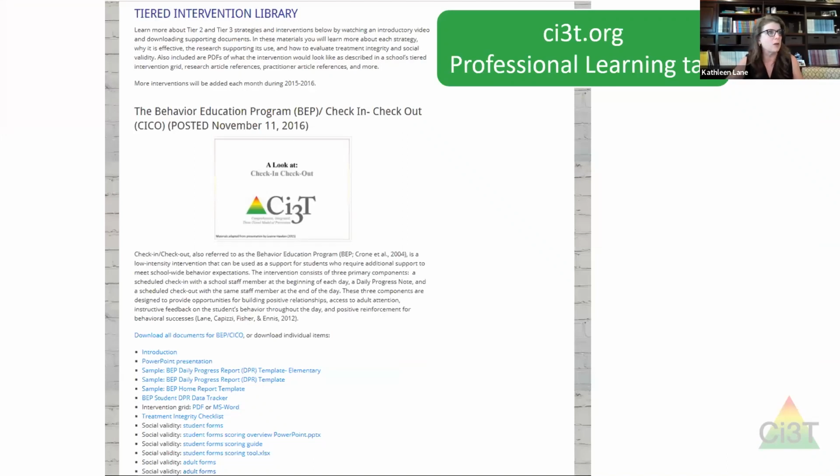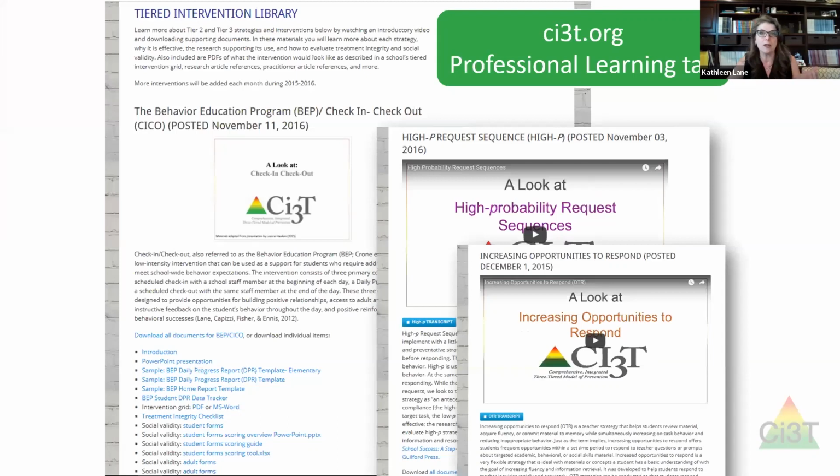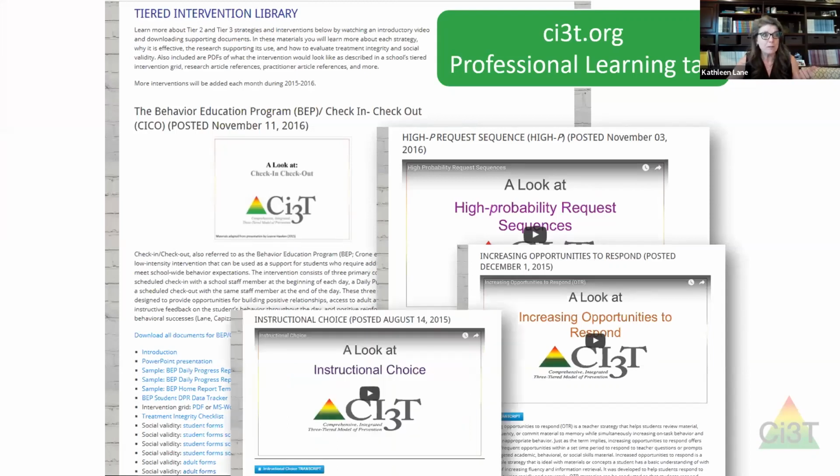If, for example, you were to click on one of those and look at high probability requests or increasing opportunities to respond, there you would find everything that you would need to either do that in your classroom or teach that to others in your school. Each of these has an explicit list of step-by-step approaches.